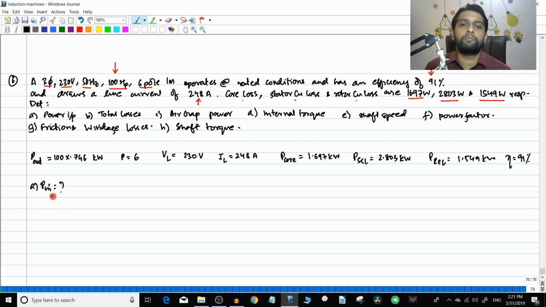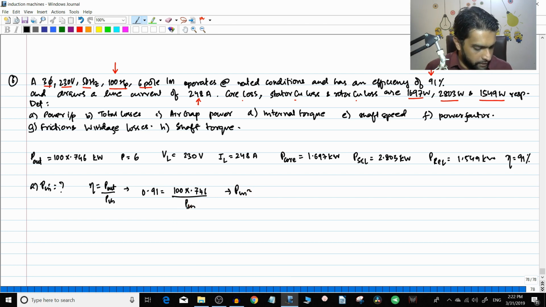To find the input power, you might start thinking that let us find all the losses and do all those things. But there is an easier method, because the efficiency is given. Efficiency is nothing but the output power divided by the input power, right? So 0.91, which is the efficiency, will be equal to the output power, which you know is 100 into 0.746 or 74.6 kilowatts, divided by the input power, which is what you have to find. From this, the input power you will get as 81.978 kilowatts. That is the input power.